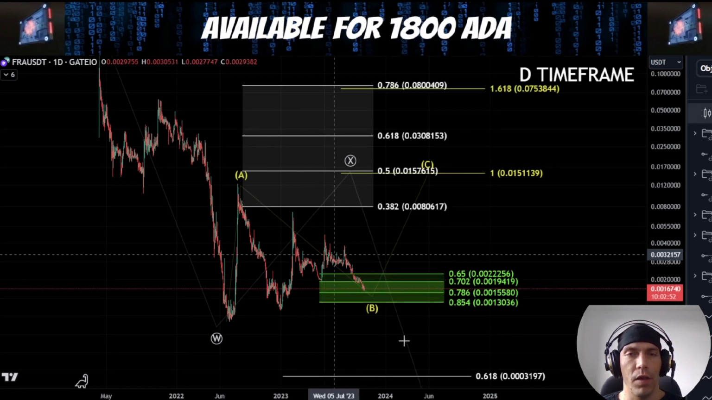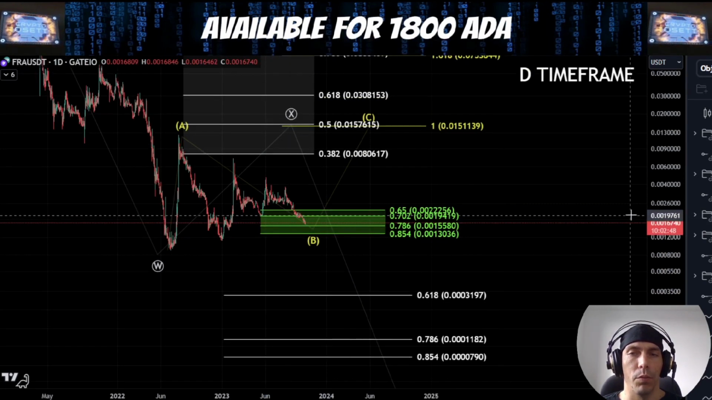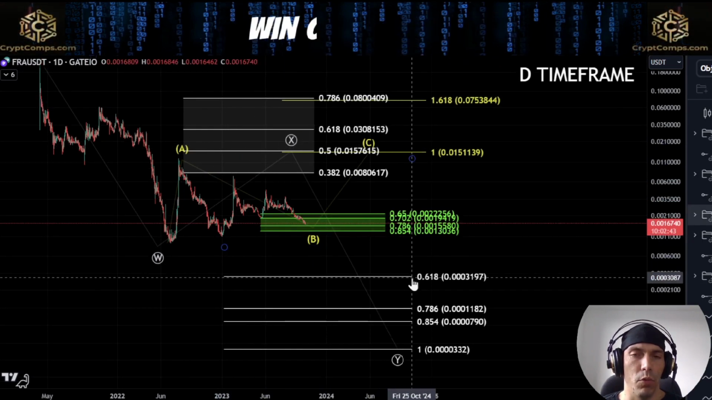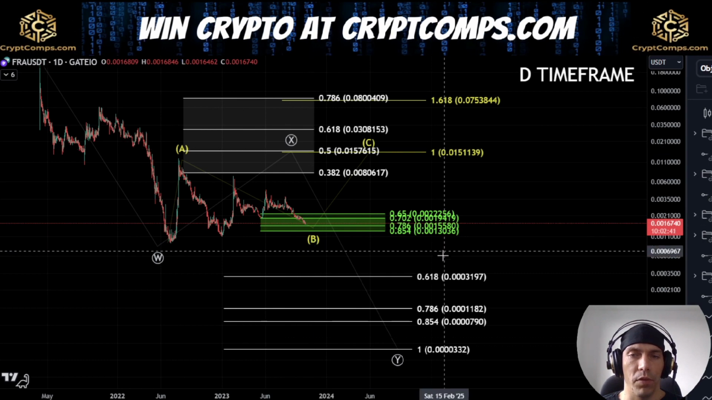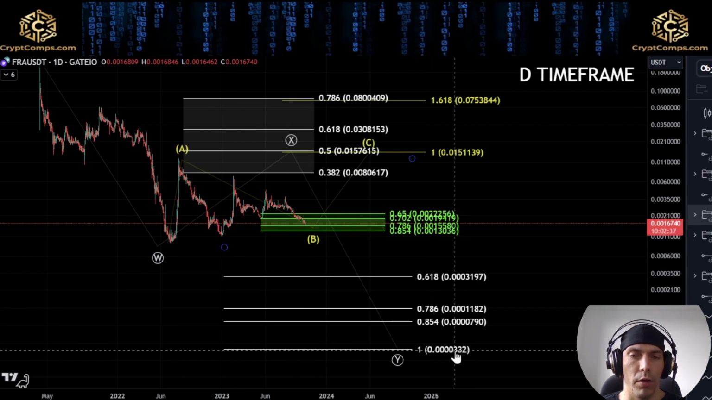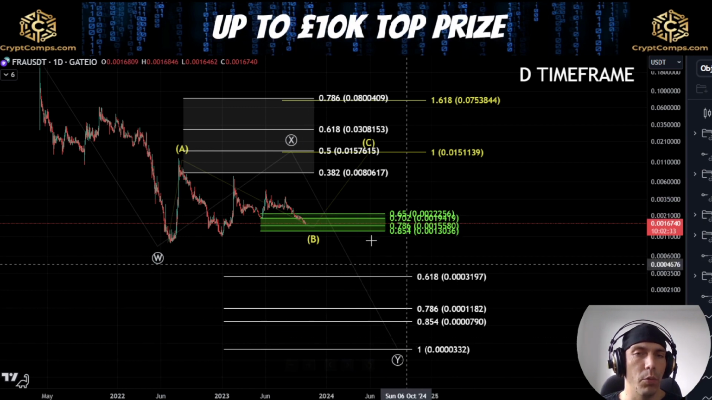Now, if we did see a move up towards this 1-to-1 level, what we would then be looking for is the potential to see a Y wave come in at a later date, looking for a potential move down. Now, off of this 50%, this would be this 3197, and then the 1-to-1 would actually be all the way down here at this 332.